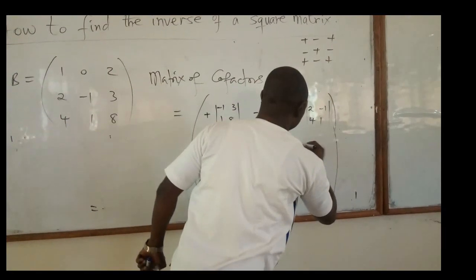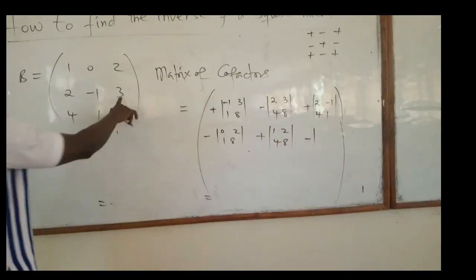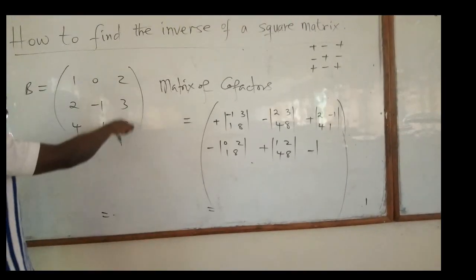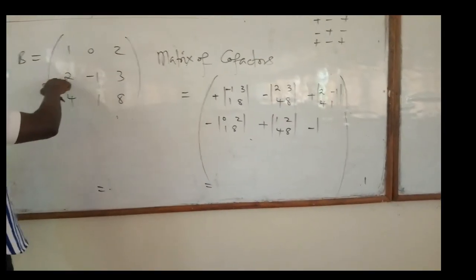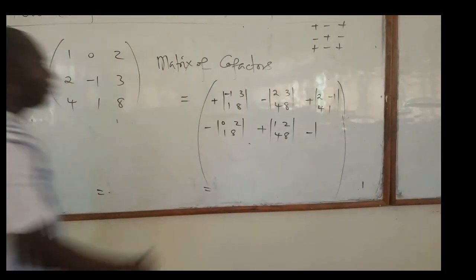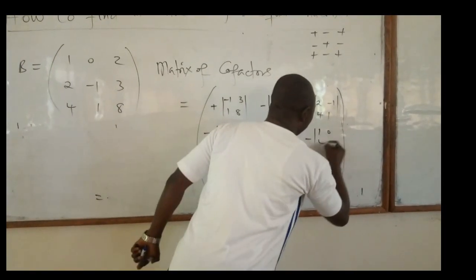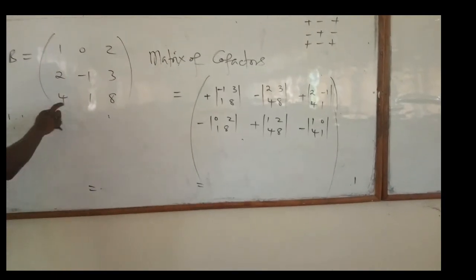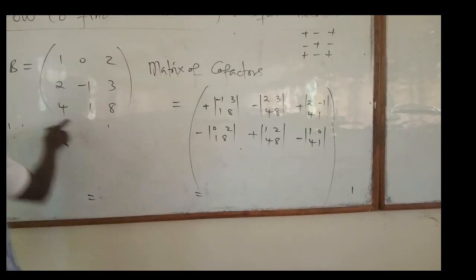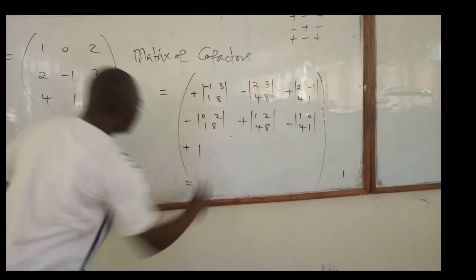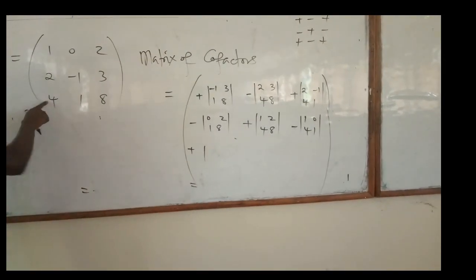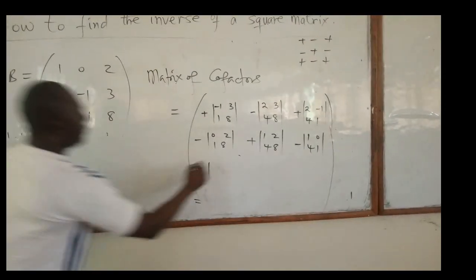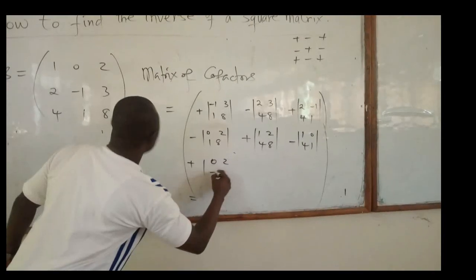the third one, the alternating sign is negative. So you cross out all the elements in this column, all the elements in this row. So we are left with 1, 0, 4, 1. Now let's move on to the third row. We have 4. The alternating sign is positive. So plus, you cross out all the elements here, all the elements here. We have 0, 2, negative 1, 3.